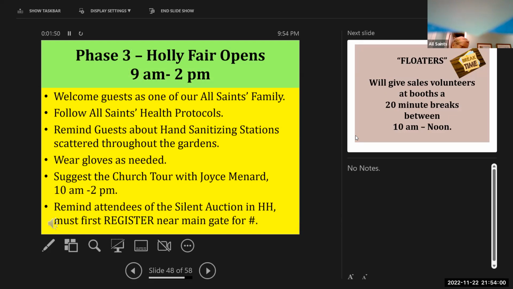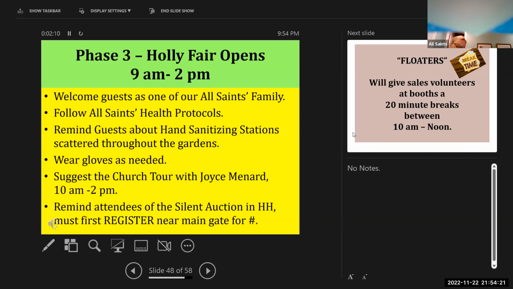They can follow the All Saints health protocols that are in that. So if they ask you a question, you'll know. They'll probably get some of that information at the main gate. Remind them they want to sanitize their hands. We have sanitizing stations. Some people might want to wear gloves, workers, I don't know.